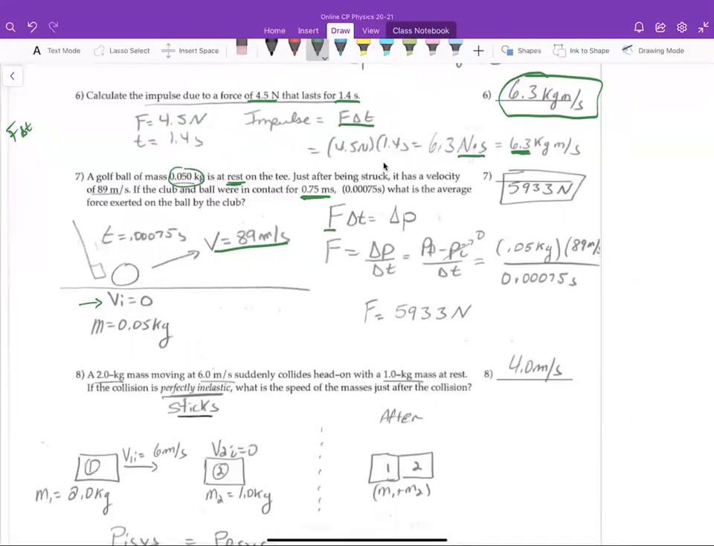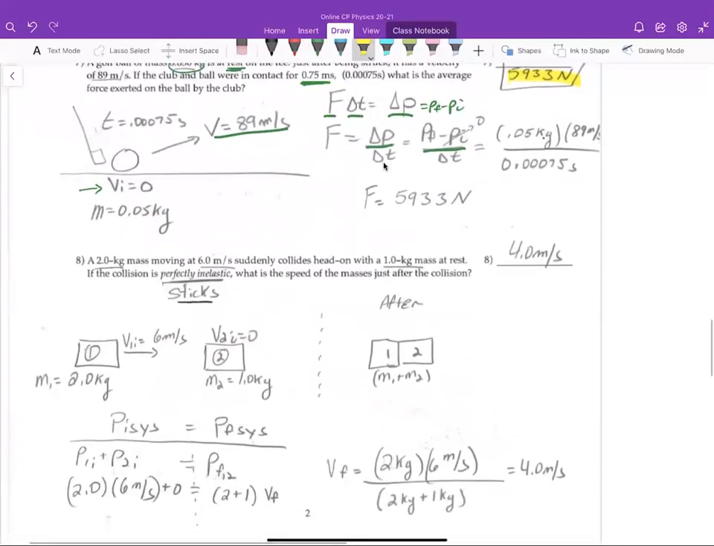Well, force times time equals the change in momentum. I'm looking for the force. I know the change in momentum. I have the final velocity. I know the initial velocity. Change in momentum is final minus initial. I'm going to rearrange that equation for force, so change in momentum over time. Change in momentum equals final minus initial over time. Initial was 0, it started at 0. So I end up with just the final momentum, which is its mass times that final velocity over time. And then I can find that to be 5,933 newtons.